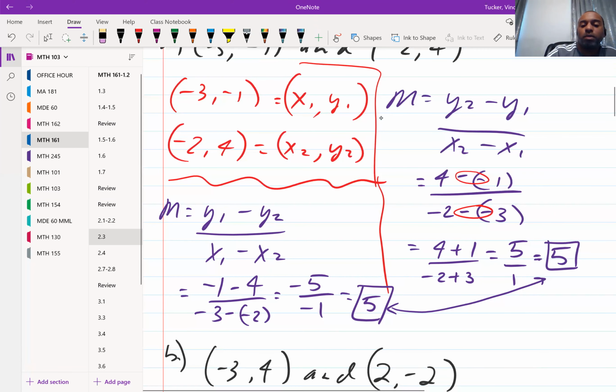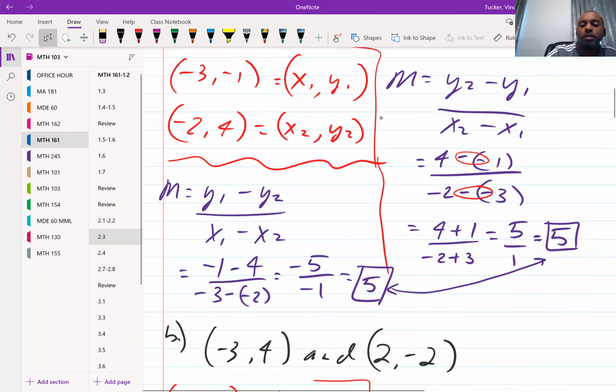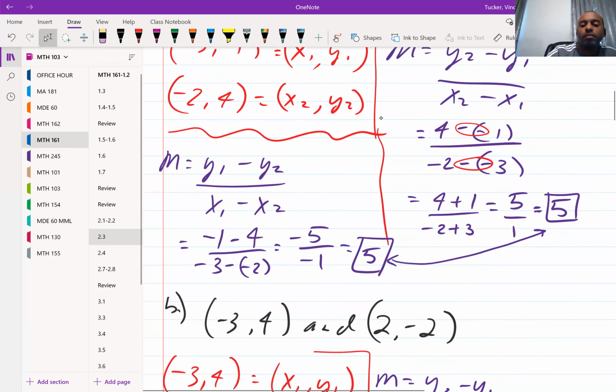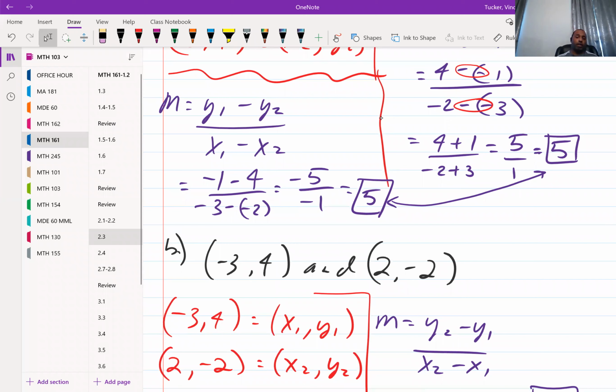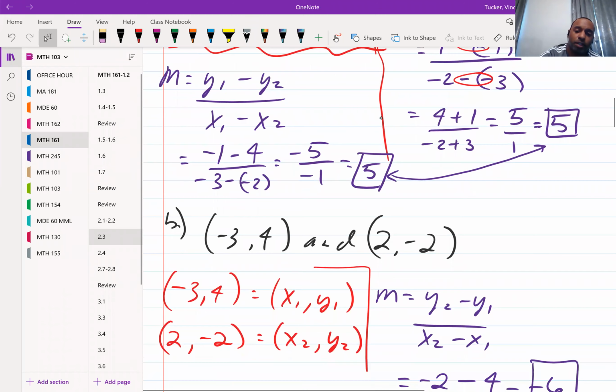Let's scroll up, do another one. Everybody okay? All right, so next one, (-3, 4) and (2, -2). First point, (-3, 4). Second point, (2, -2). Plug those in accordingly.